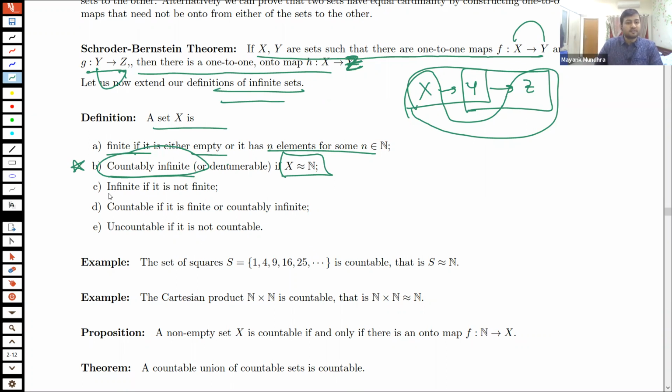A set is called infinite if it is not finite. I saw this already. Now, a set is called countable if it is either finite, which is this definition, or it is countably infinite, which is this definition. Okay. And it is called uncountable if it is not.